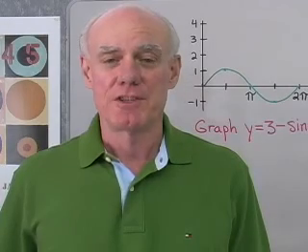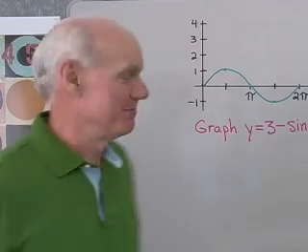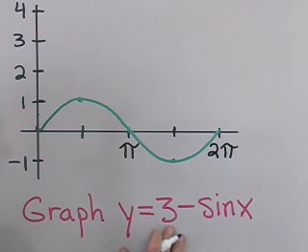Next, we want to look at graphs that involve vertical translations and phase shift. Let's look at our first problem. Here we want to graph y equals 3 minus sine x, and I'm going to think of this as 3 plus a negative sine x.